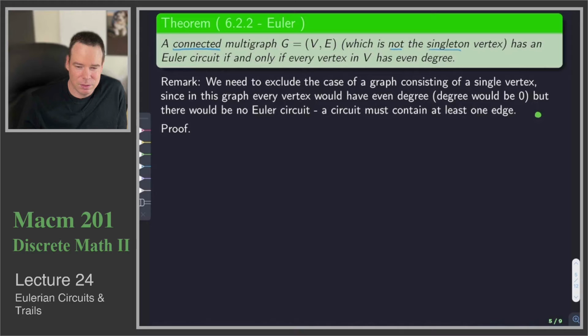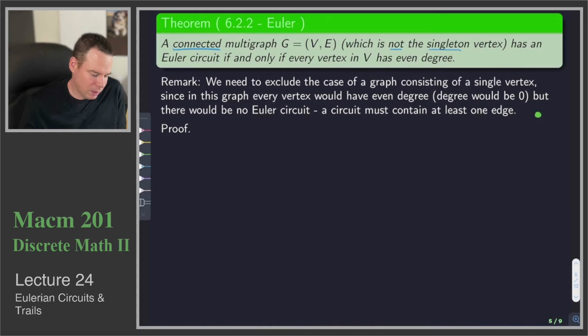Why am I excluding that case from this theorem? Well, because this theorem is going to say that an Euler circuit exists if and only if every vertex has even degree. Well, there's only one vertex. Its degree is 0. 0 is an even number. So yeah, every vertex in that graph has even degree. But it doesn't have an Euler circuit because our definition of a circuit says that it has to have at least one edge in it. And this doesn't have any edges. So that's just a trivial case that we have to get rid of. So that's what we're doing here, we're saying, let's exclude the singleton vertex.